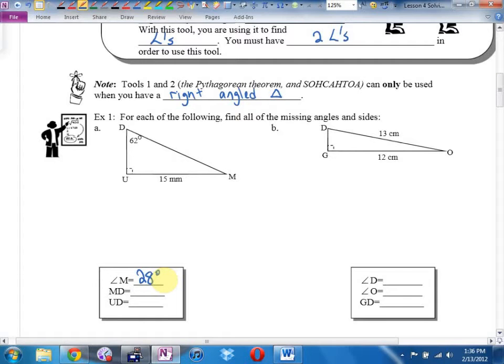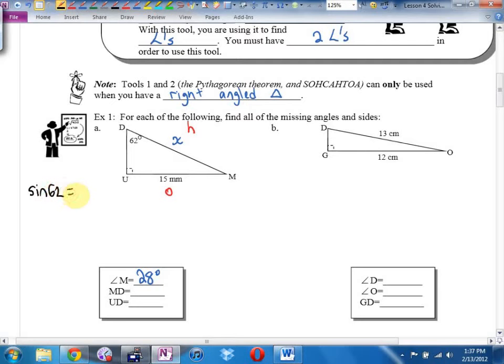Colleen, what's the next thing it wants me to find? MD, which is that one. Right? Here's the angle that they gave me. Opposite, adjacent, or hypotenuse, this 15. Opposite, adjacent, or hypotenuse, this x. Hypotenuse. Which trig function is... Oh! I agree with you, Joel. And Joel, what always goes next to the trig function? The angle. What is the angle this time? 62.